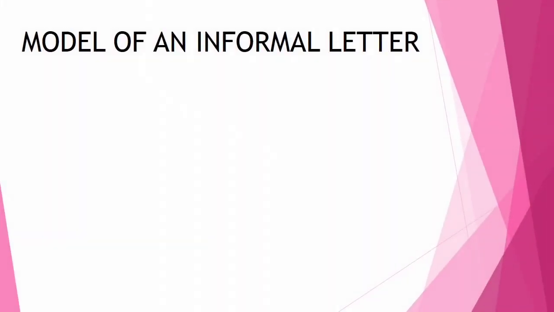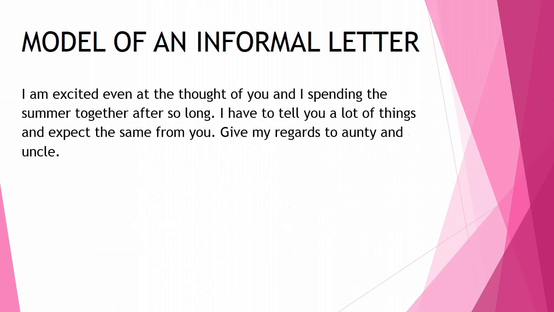Now, we've written body number 1. Now let's write paragraph number 2 under the body. Let's see how it works. Say, I'm excited even at the thought of you and I spending summer together after so long. I have to tell you a lot of things and expect the same from you. Give my regards to your auntie and uncle.